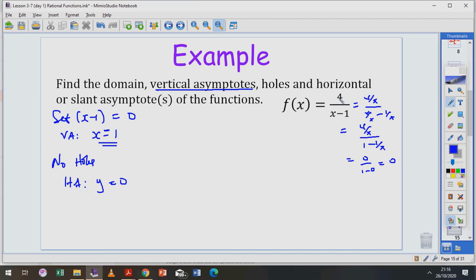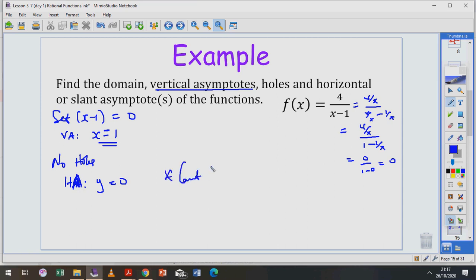And remember, the rule was that if the degree of the numerator is less than the degree of the denominator, then this is the asymptote. But like I said, if you don't remember, you're welcome to divide by the highest power of the denominator each time. Slant asymptote, I don't have any because I have a horizontal asymptote. Now, a graph cannot have both a horizontal asymptote and a slant asymptote. It only has either one of the two. Hope you remember that.